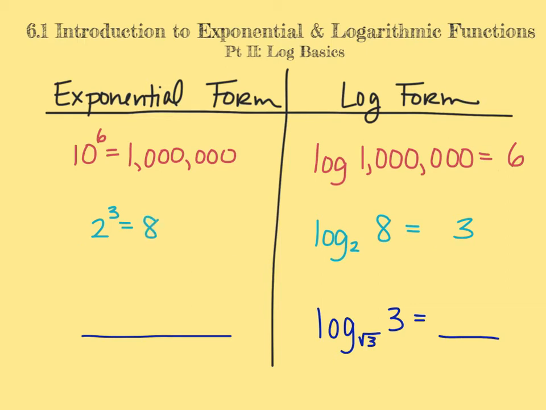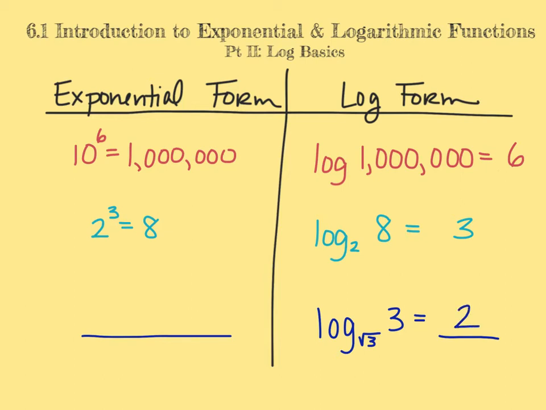In our final example, we have log base square root of 3 of 3, and we want to know what that equals. What do we have to raise the square root of 3 to in order to output a 3? Well, in order to get from square root of 3 to 3, we had to square it, so we had to raise it to the 2nd power.